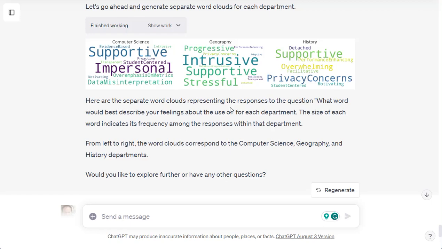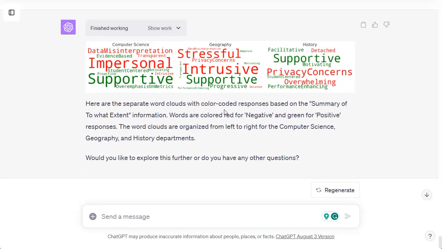Difficult to interpret. So I've just asked it to do it in a two-color scheme, and it's done it for me. It says red is negative, green is positive, and I can start to see that impersonal is mentioned much more in computer science than it is in the other departments. While we have a much higher concern for privacy in history than we do in geography, it's referenced more times. It's a bigger word within the word cloud.